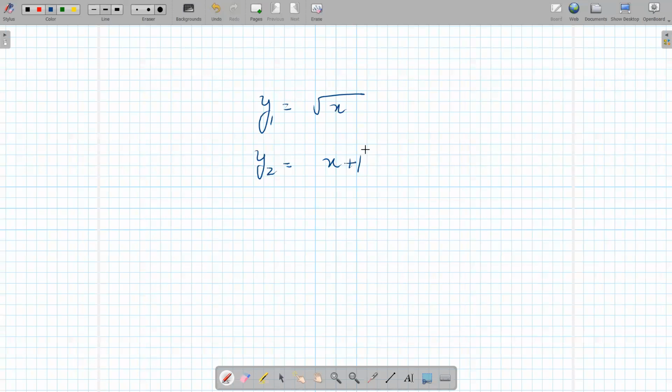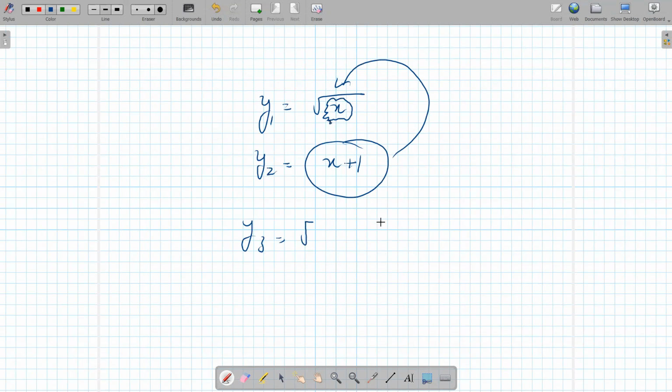What I can do is throw this into this. What is that going to look like? Basically, wherever you see an x, you're going to replace it with the new function. So you get the square root of x plus 1, like that.